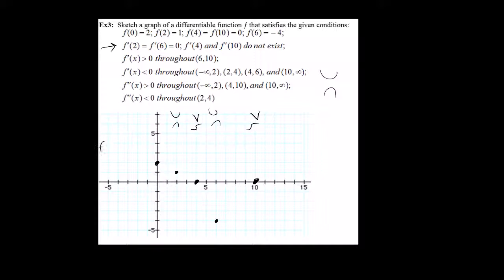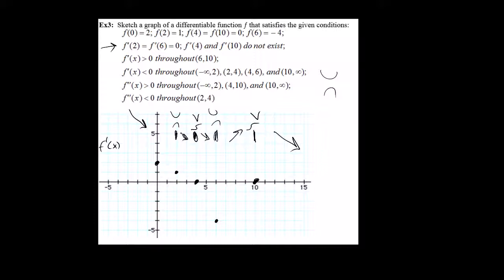So let's give our f prime of x information. Let's do it up here. Between 6 and 10, we know our slope is going up. We know f prime of x is less than 0 from negative infinity up to 2, so our slope is coming down here. Between 2 and 4, we have a downward slope. Between 4 and 6, we have a downward slope. And then 10 to infinity, we have a downward slope.